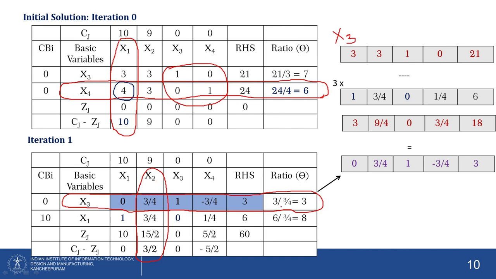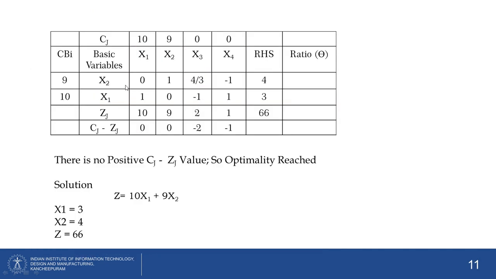So come to the ratio: 3 by 3 by 4, right? 6 by 3 by 4. So 3 by 3 by 4 is 3, 6 by 3 by 4 is 8. Choose the lowest ratio. So x3 is leaving, x2 is entering. Right? Pivotal element is 3 by 4. x2 is entering and x3 left.